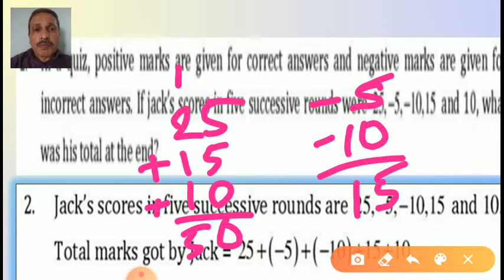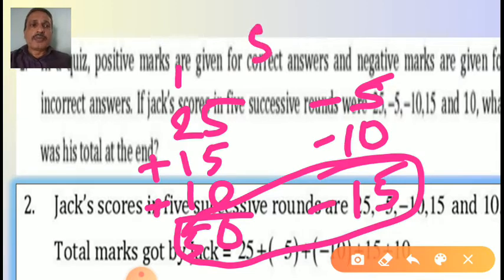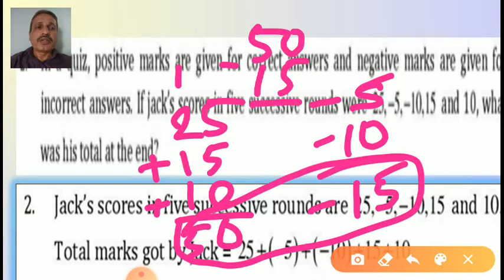But what kind of 15? Positive or negative? Yes, negative. Now after the addition of both types of numbers, you have two numbers. One is 50 and second is -15. So now subtract both numbers and find out the answer easily without doing any calculations. You have to do 50 minus 15. What will be the answer, students? Check it in your rough note.